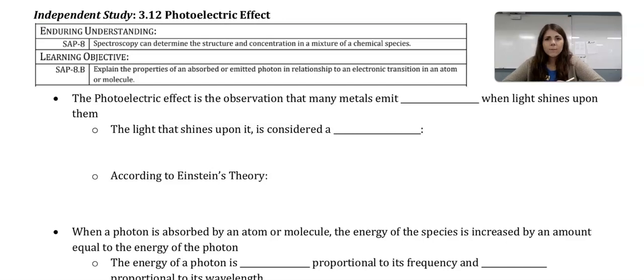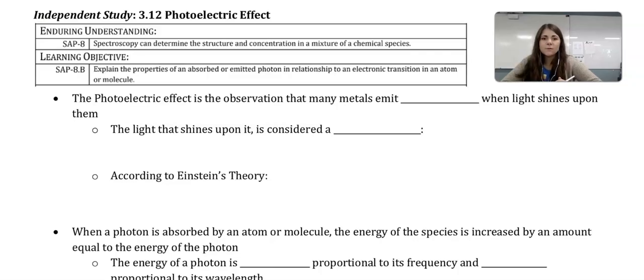In this lesson, we're going to learn about objective 3.12, the photoelectric effect. This learning objective states that we should be able to explain the properties of an absorbed or emitted photon in relationship to an electronic transition in an atom or molecule. So let's first start talking about the photoelectric effect itself.